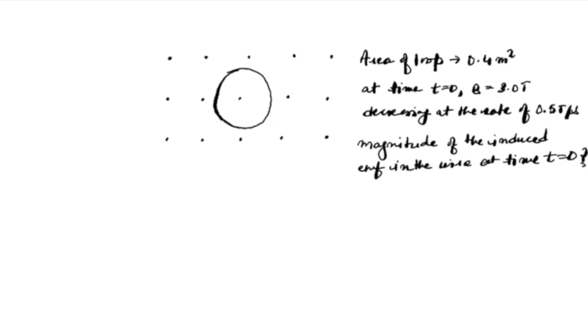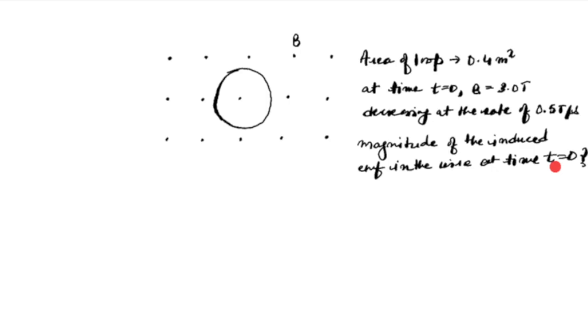See this question. In this question, the magnetic field is shown by the dots, so it is coming out of the page, and we have a circular loop. The area of this loop is given as 0.4 meter square, and at time t is equal to 0 when we start observing, the magnetic field was 3 Tesla. Now it is given to us that the magnetic field is decreasing at the rate of 0.5 Tesla per second. So there is a reduction of magnetic field. Now, the magnitude of the induced EMF in the wire at time t equal to 0 will be what? That is what is asked.